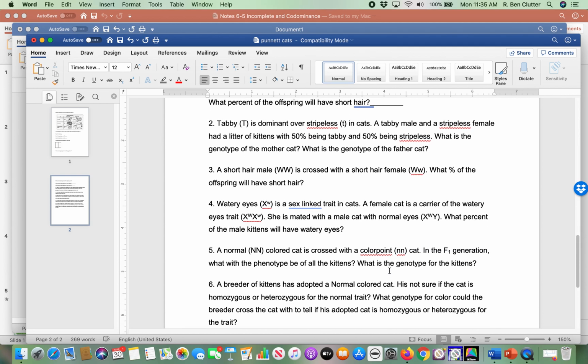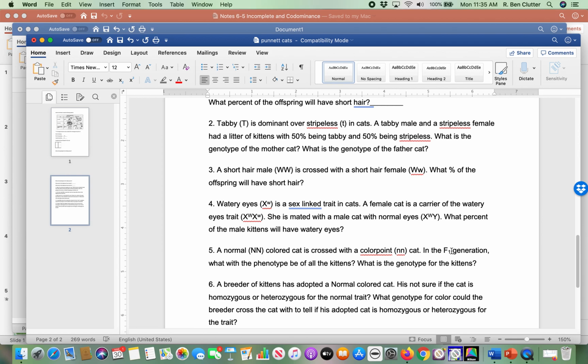All right. Number 4, these are sex-linked traits. We have not studied these yet. That's why I wanted you to skip that. A normal, capital N, colored cat is crossed with a color point, lowercase n, in the F1 generation. So what is F1? It basically just means the children, all right? The grandchildren are called F2. It is Latin for filial 1.